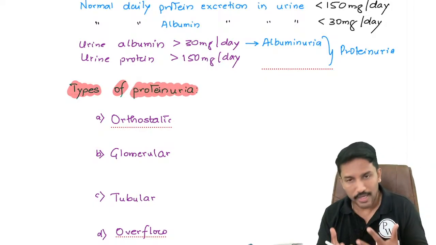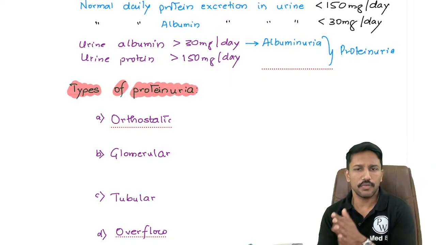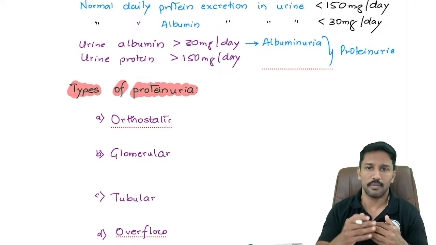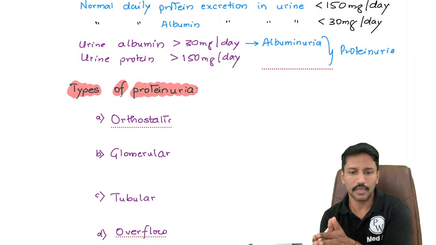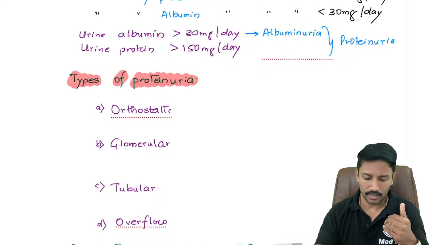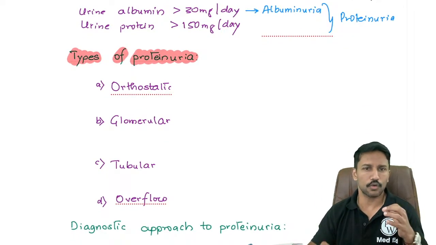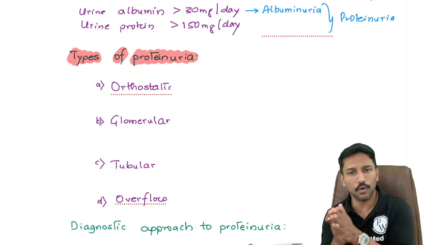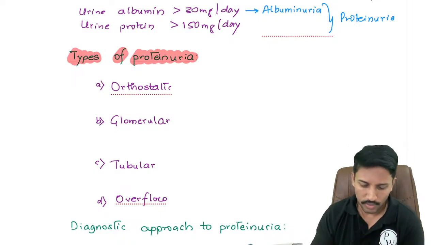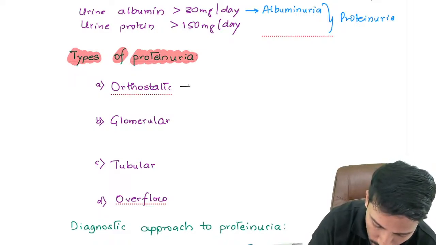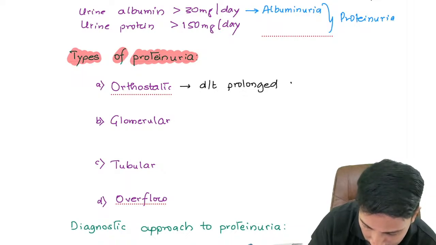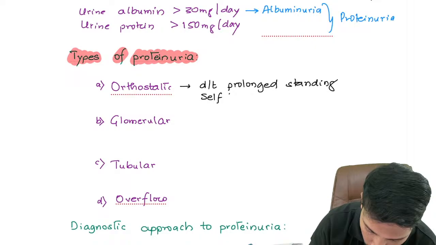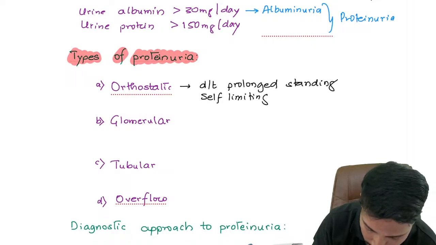So there are again different ways of classifying proteinuria. Quantitatively, we can say that microalbuminuria, macroalbuminuria, nephrotic range proteinuria, that is just a quantification method. But based on the cause, we can also classify them as orthostatic proteinuria, glomerular proteinuria, tubular proteinuria, and overflow proteinuria. Okay, so what is this orthostatic proteinuria? It is due to prolonged standing. And this is self-limiting or benign. So you don't need to treat these patients.